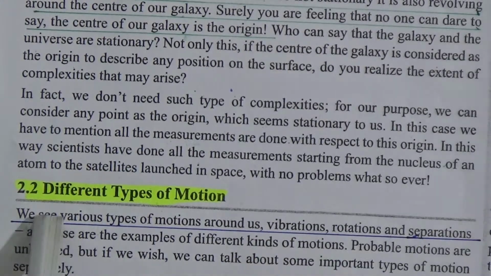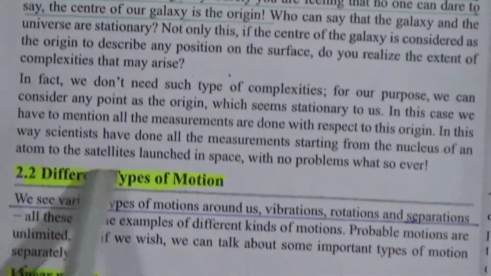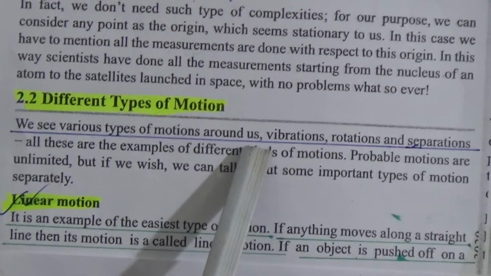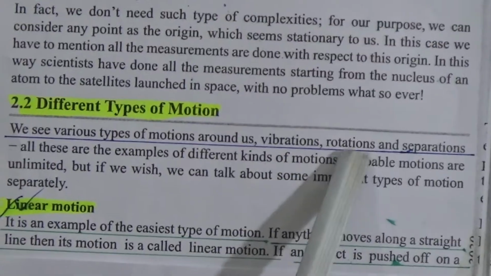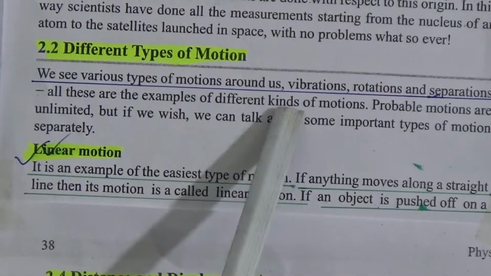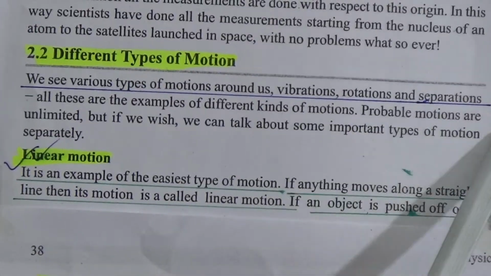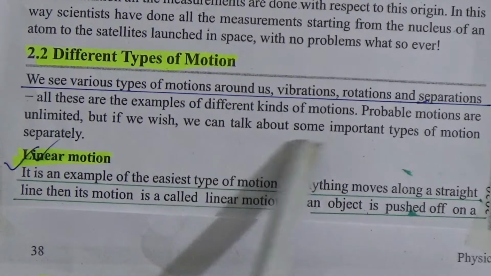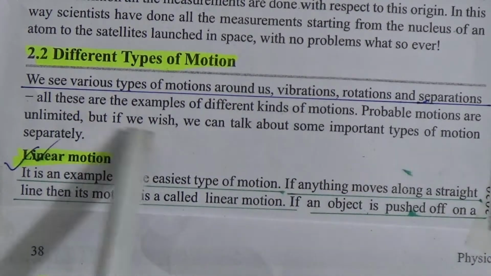Now we go to the point different types of motions. We see various types of motions around us: vibrations, rotations and separations. All these are examples of different kinds of motions. Probable motions are unlimited, but if we wish, we can talk about some important types of motion separately.